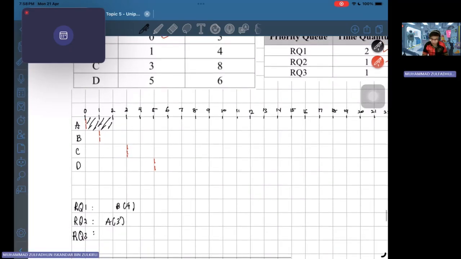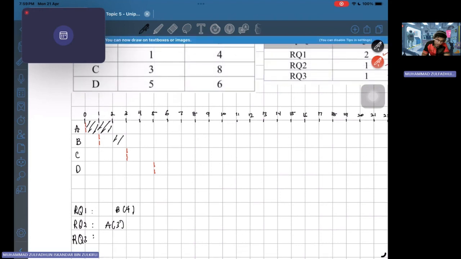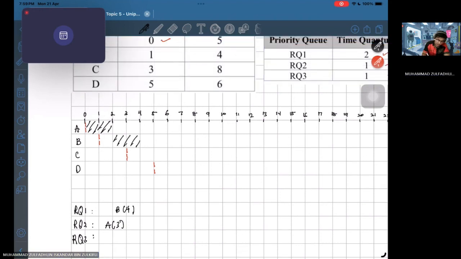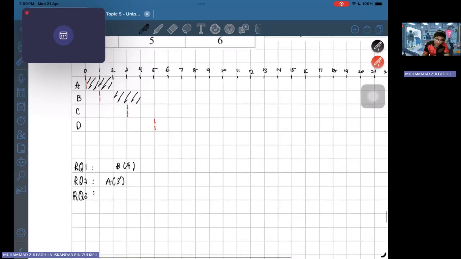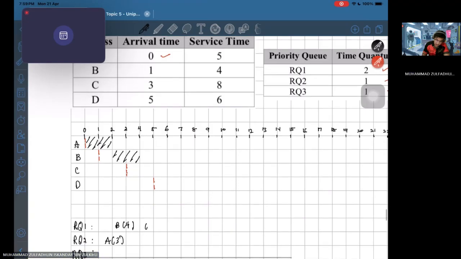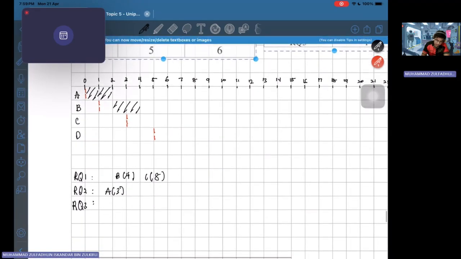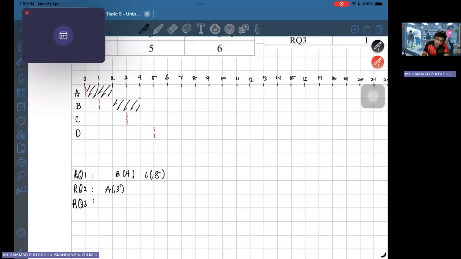And for B, we have to run for 2 seconds. And before B completes, C arrives. So we put C here. And then C, we must run first. So here B has completed its first time, after which we move B to RQ2, and the balance of B is 2.